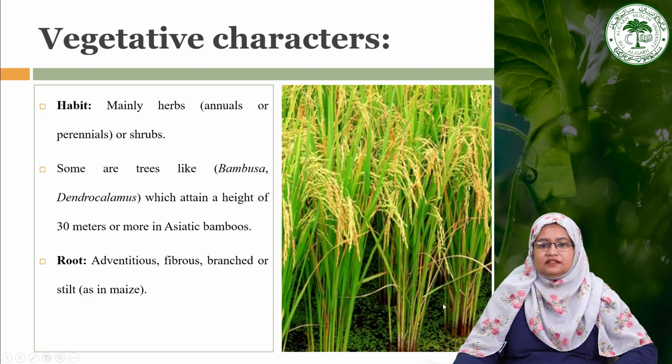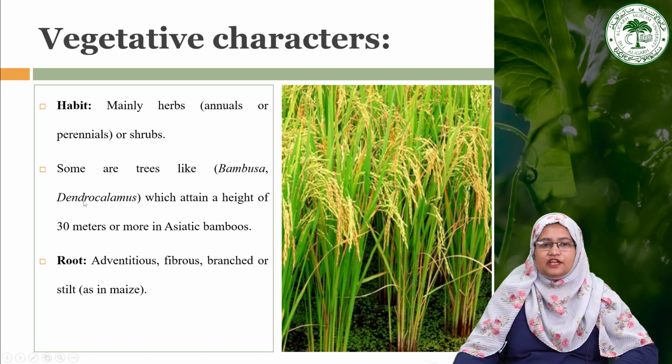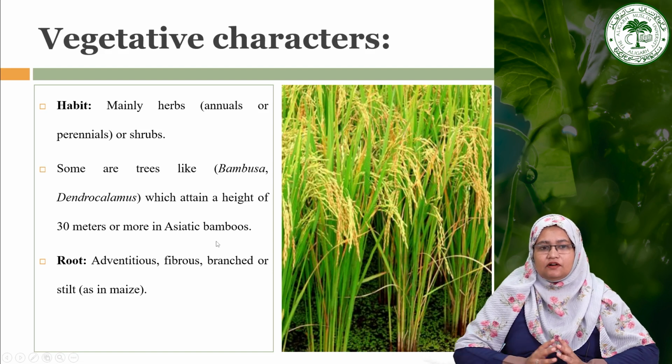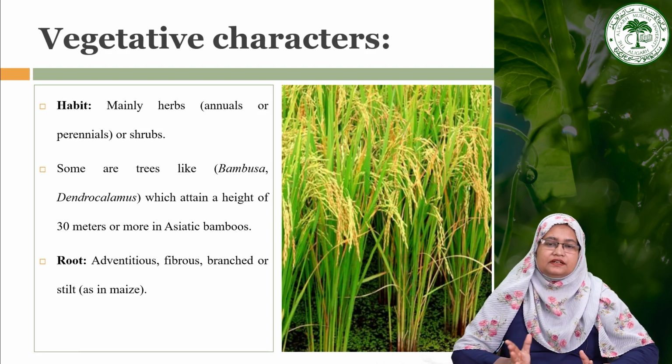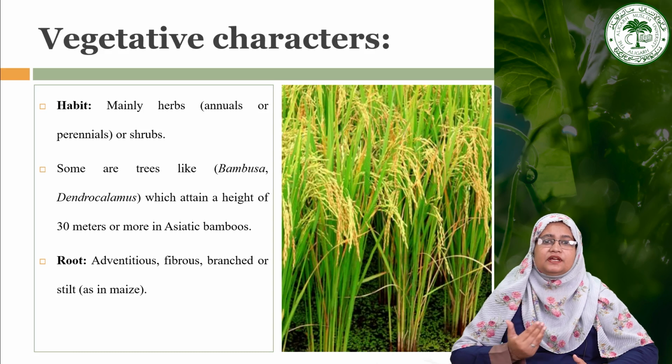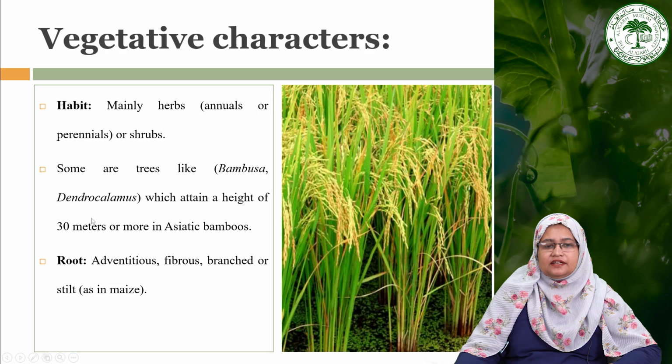As you can see, these are the plants of the Poaceae family. This is the rice plant, and some plants are tree-like, like Bambusa or Dendrocalamus, which attain a height of 30 meters or more, as in the case of Asiatic bamboos. So generally the plants are herbs, but the bamboo plants may attain heights of 30 meters.